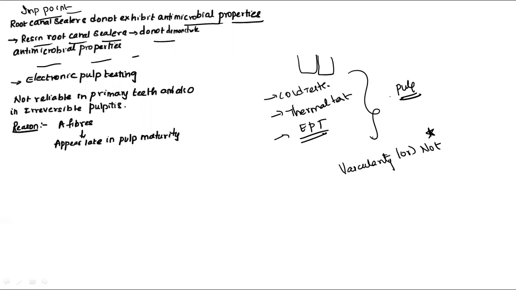Okay, and electronic pulp testing devices are contraindicated in patients who have a pacemaker, and these are not reliable in primary teeth and also not reliable in irreversible pulpitis.